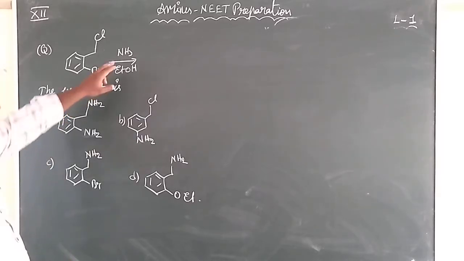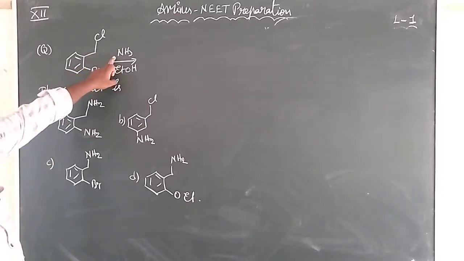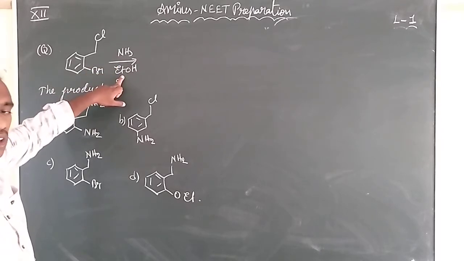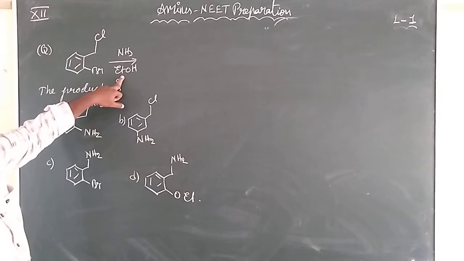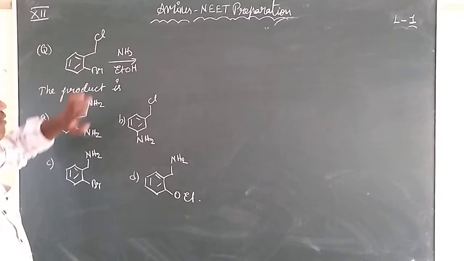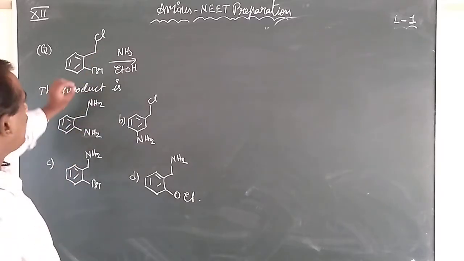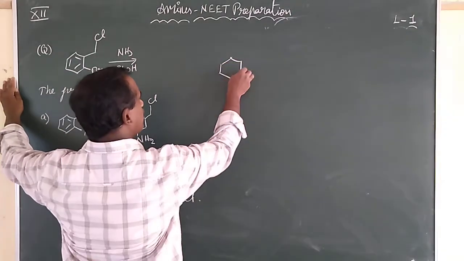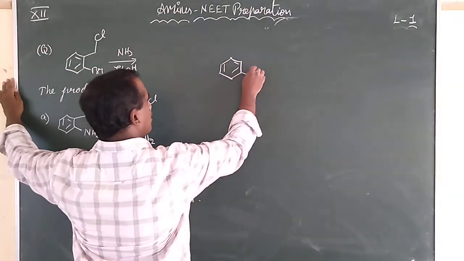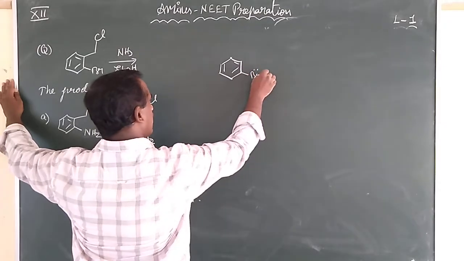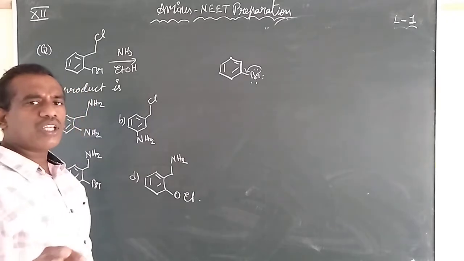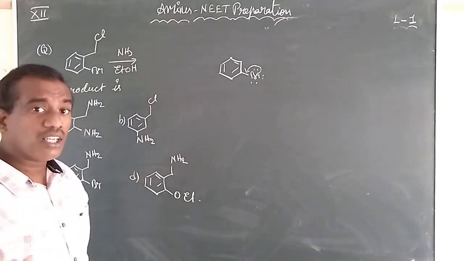The reagent is given as ammonia in the presence of ethanol. Ethanol is mentioned as EtOH; Et means ethyl group, C2H5. Now, whenever we use ammonia, in this case the bromine is involved in conjugation with the benzene. Bromine, being a halogen having a lone pair, is involved in conjugation with the benzene. So you cannot substitute it.